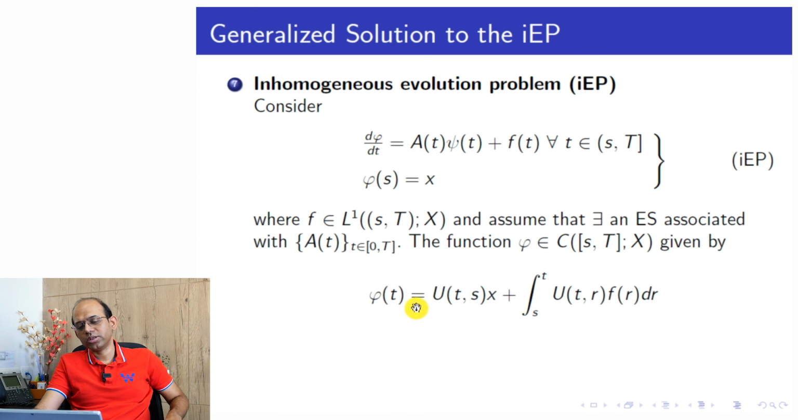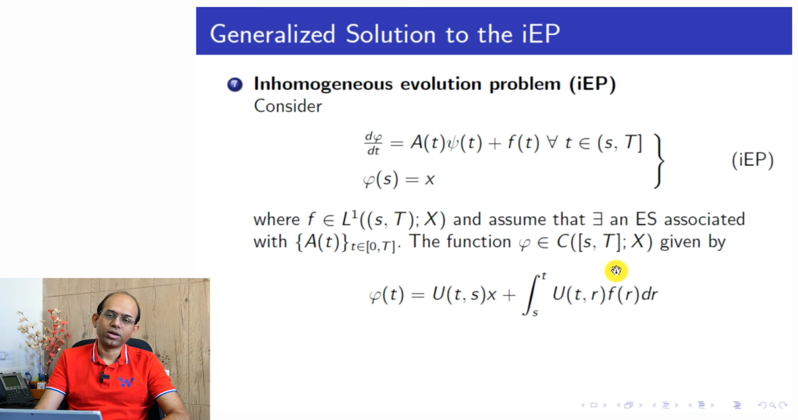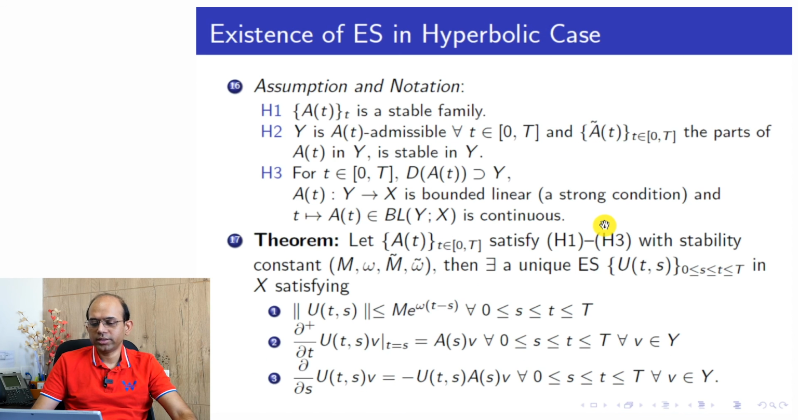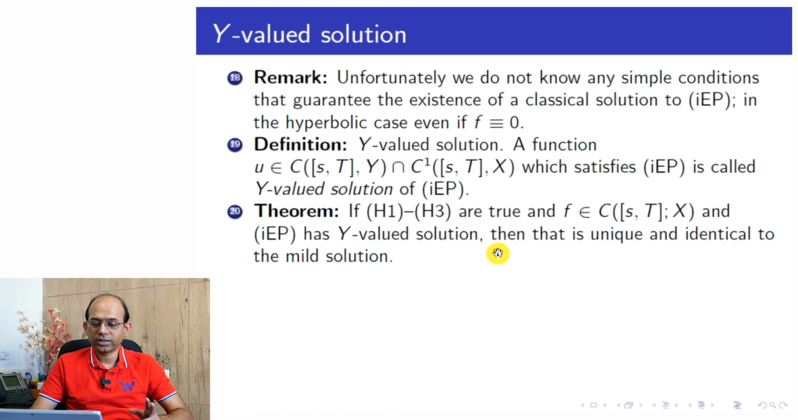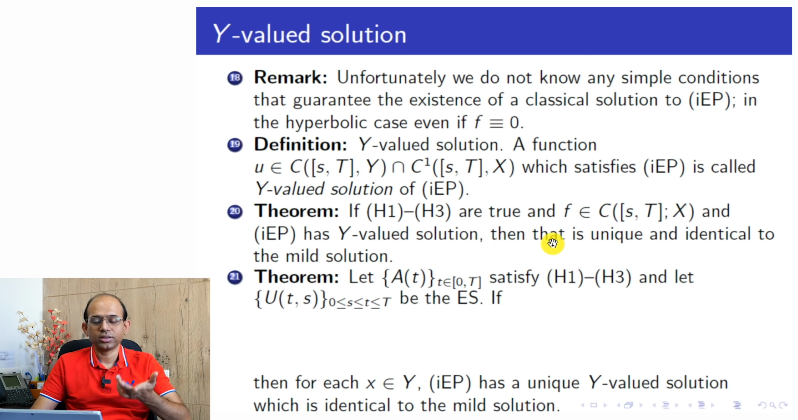u(t) is equal to U(t,s)x plus the integral from s to t of U(t,r)f(r) dr. This is the mild solution, the generalized solution to the IEP. So under the conditions H1, H2, H3, and f continuous, the solution is identical to the mild solution, the one which is an extension of the formula for variation of constants. So that is one theorem.